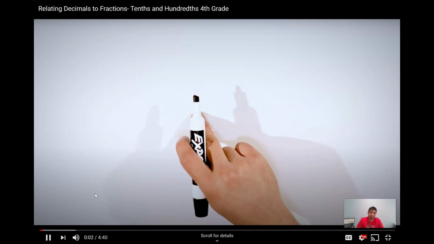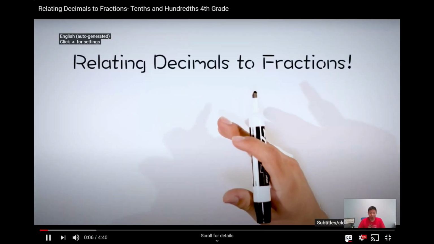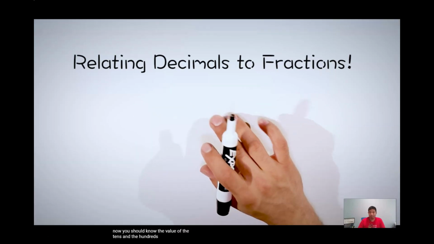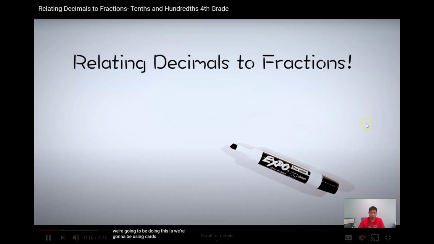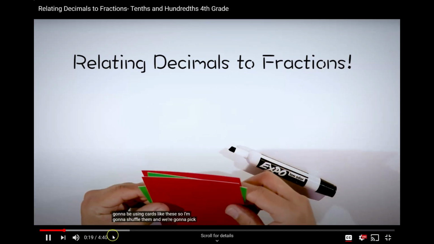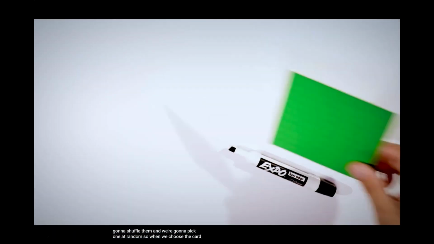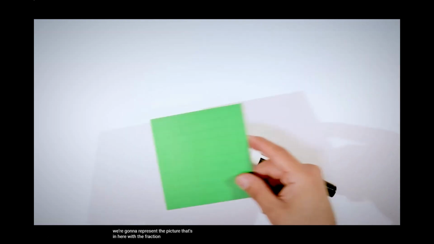Welcome back, guys. In this video, we will be relating decimals to fractions that represent tenths and hundredths. Now, by now, you should know the value of the tenths and the hundredths place. And the way we're going to be doing this is we're going to be using cards like these. So I'm going to shuffle them and we're going to pick one at random. So when we choose the card, we're going to represent the picture that's in here with the fraction and then decimal.